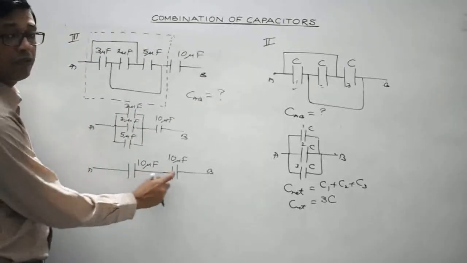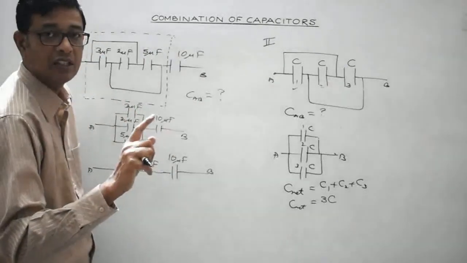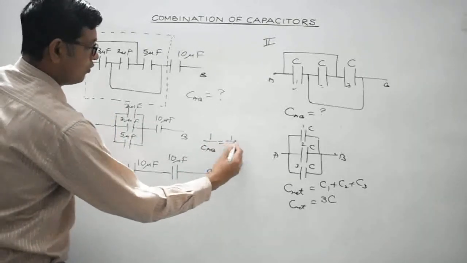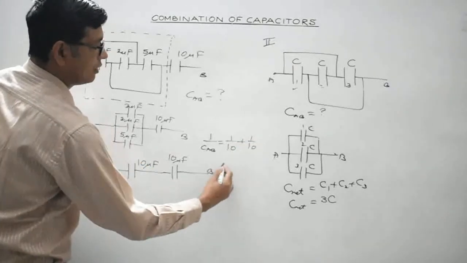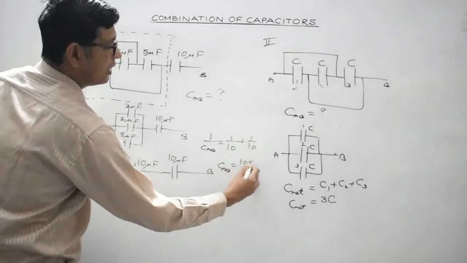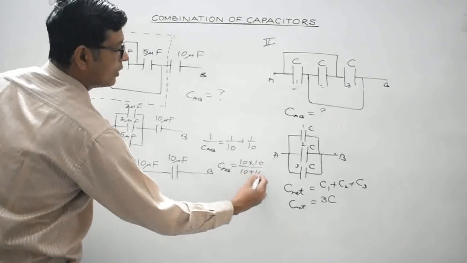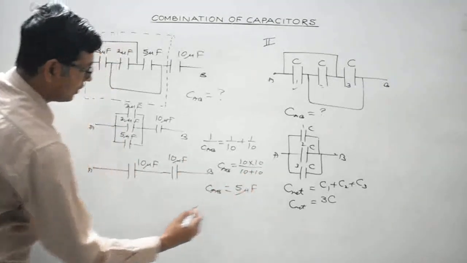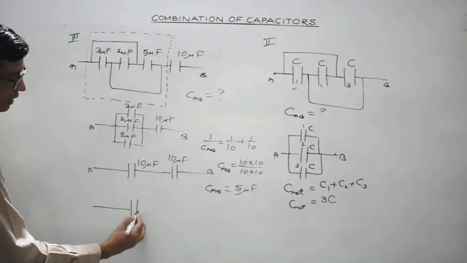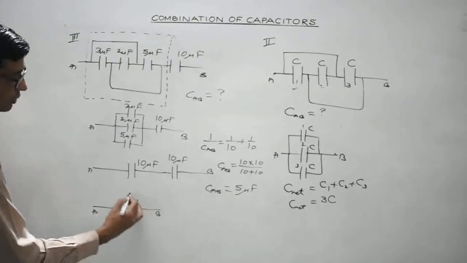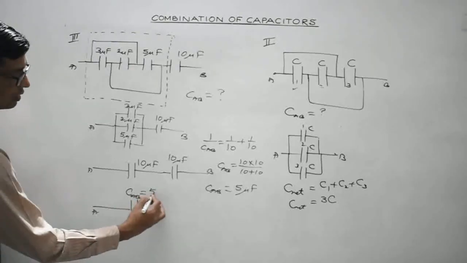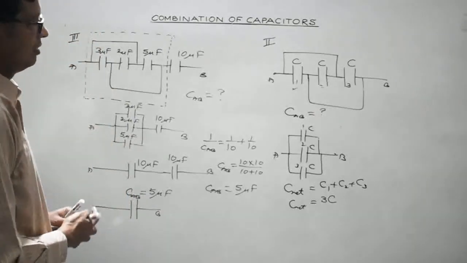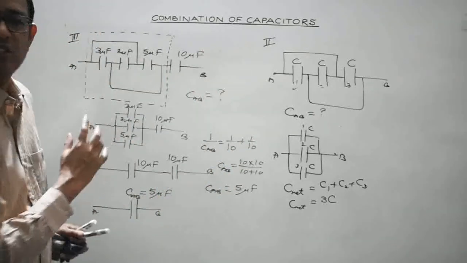So it will be actually 5. 10 into 10 divided by 10 plus 10. You can solve it like this as well: 1 by 10 plus 1 by 10. So it would be 10 into 10 divided by 10 plus 10, in microfarad. So it is 5 microfarad. So its equivalent diagram would be like this. This is A, this is B. The resultant is equal to 5 microfarad. I hope you are able to understand these basic questions.